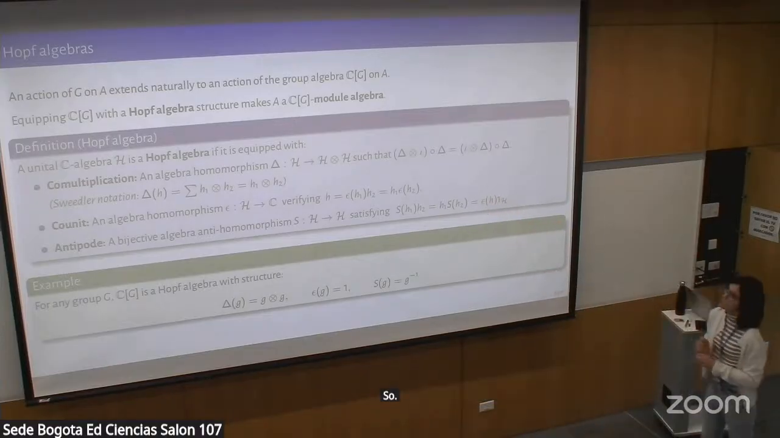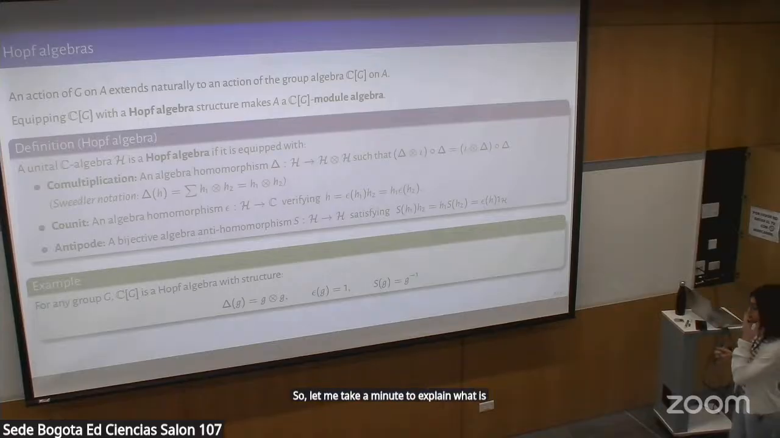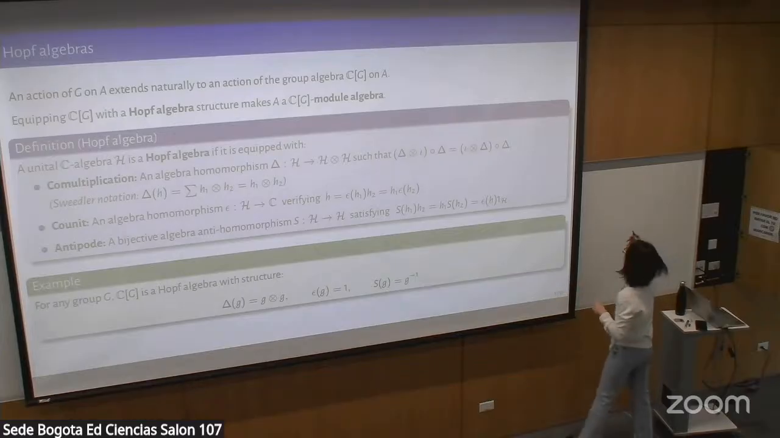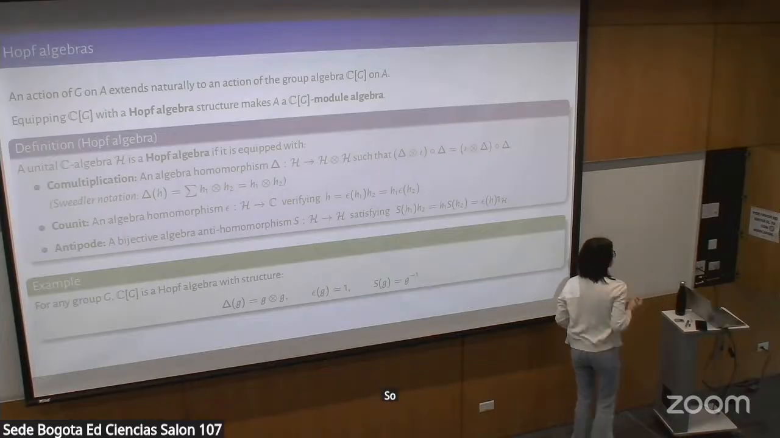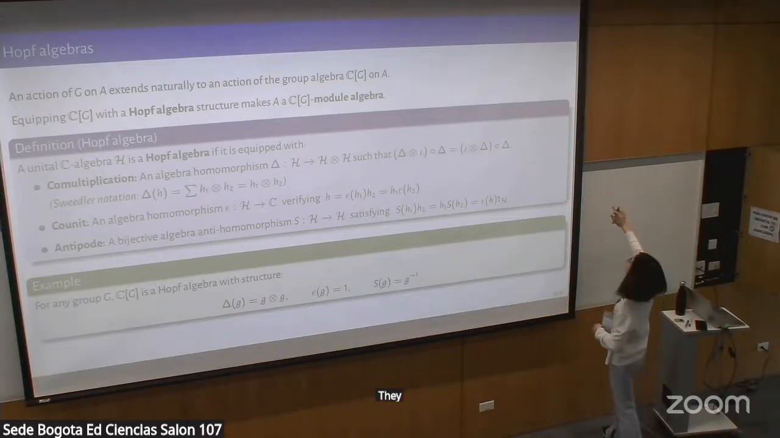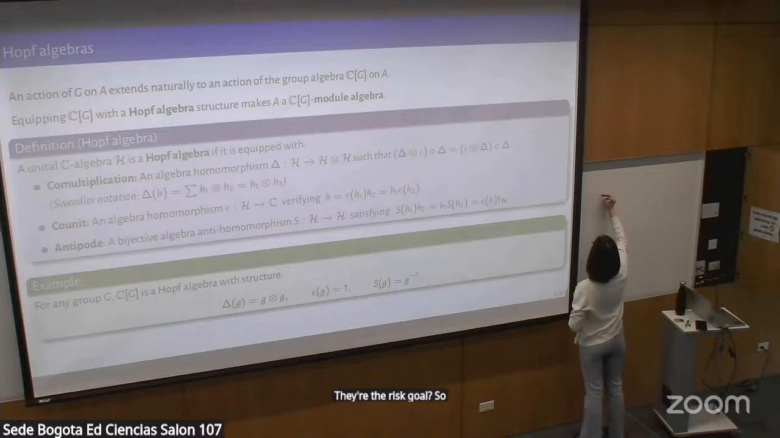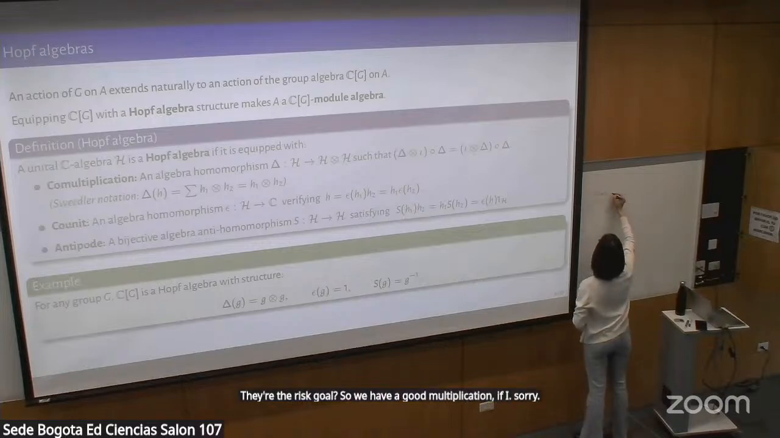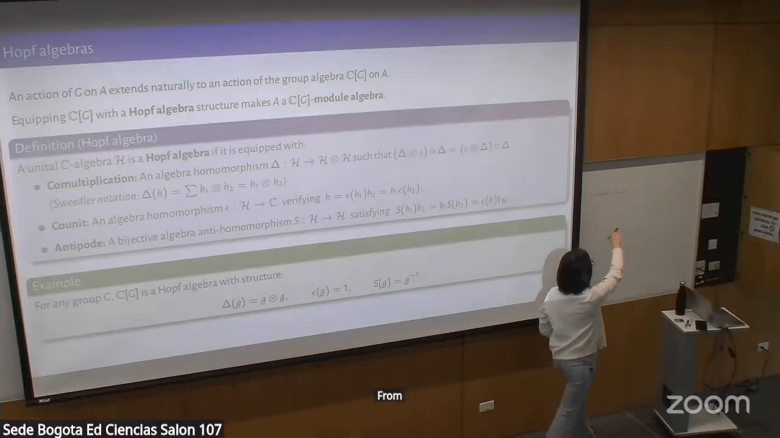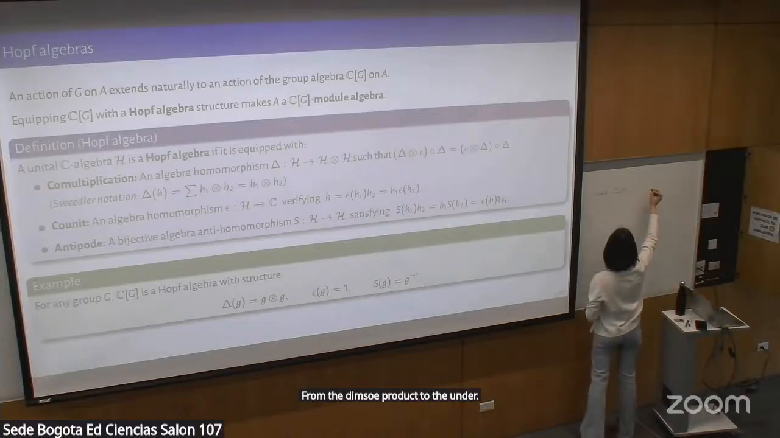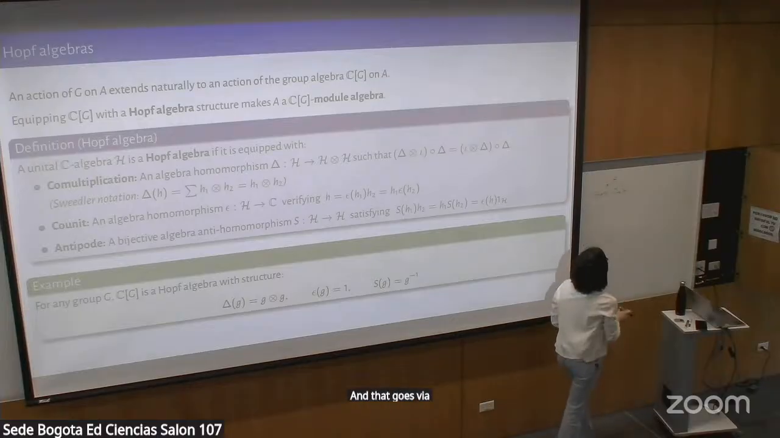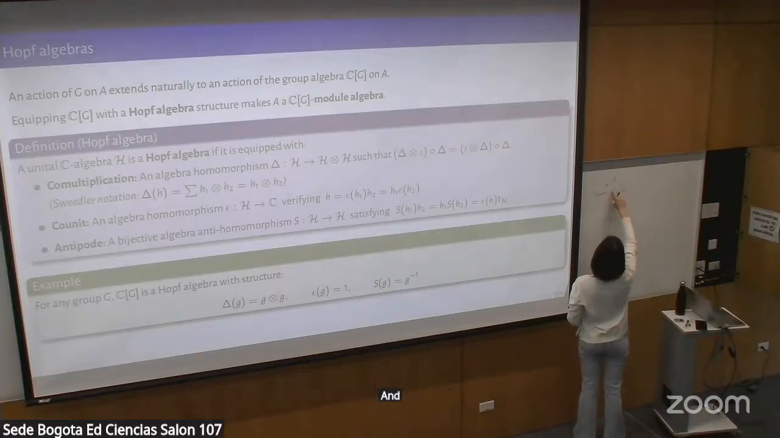So let me take a minute to explain what the co-multiplication is. What is the multiplication on an algebra? The algebra is called A. So if we have a multiplication, we have a linear map from the tensor product to the algebra, okay? A co-multiplication is a map that goes the other way. And this multiplication is associative.